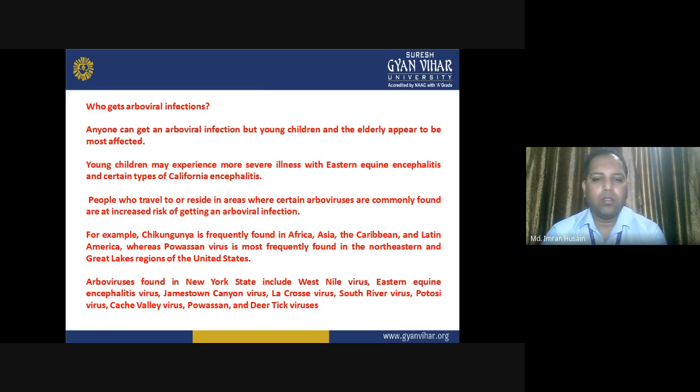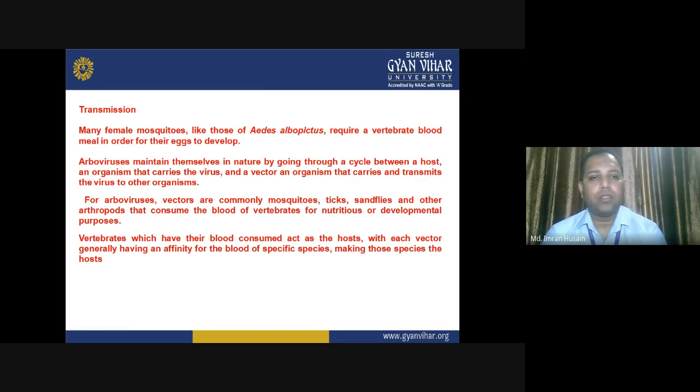Arbovirus found in New York State include West Nile virus, East equine encephalitis virus, Jamestown Canyon virus, La Crosse virus, South River virus, Potosi virus, Cache Valley virus, the Boston and deer tick viruses. So, transmission. Many female mosquitoes, like those of Aedes albopictus, require vertebrate blood meal in order for their eggs to develop.